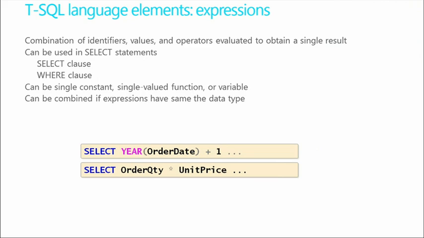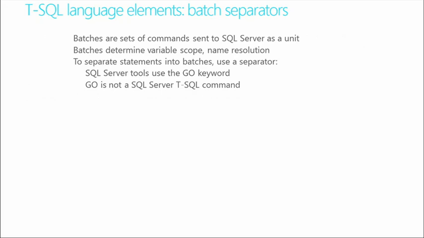We have some expressions here, like selecting the order date year plus 1, or selecting order quantity times unit price. So we can get very creative with our select statements. We don't have to just do select asterisk from a table name and walk away. We can customize that result set, and we're going to look at some of the opportunities we have for that using these expressions.